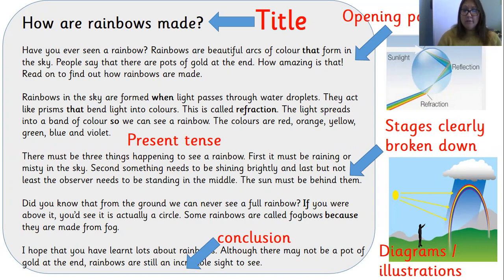As we move on down through the bulk of the text, I make sure that every stage is written clearly and broken down into small parts to help the reader understand what we're trying to explain. I'm sure you've already noticed it's written in present tense, not the past. I've included diagrams and illustrations to help show my points. And at the end, there's a conclusion that rounds up the writing really nicely and hopefully leaves the reader with some more questions and with lots of amazing things to think about. You could end on a fact.